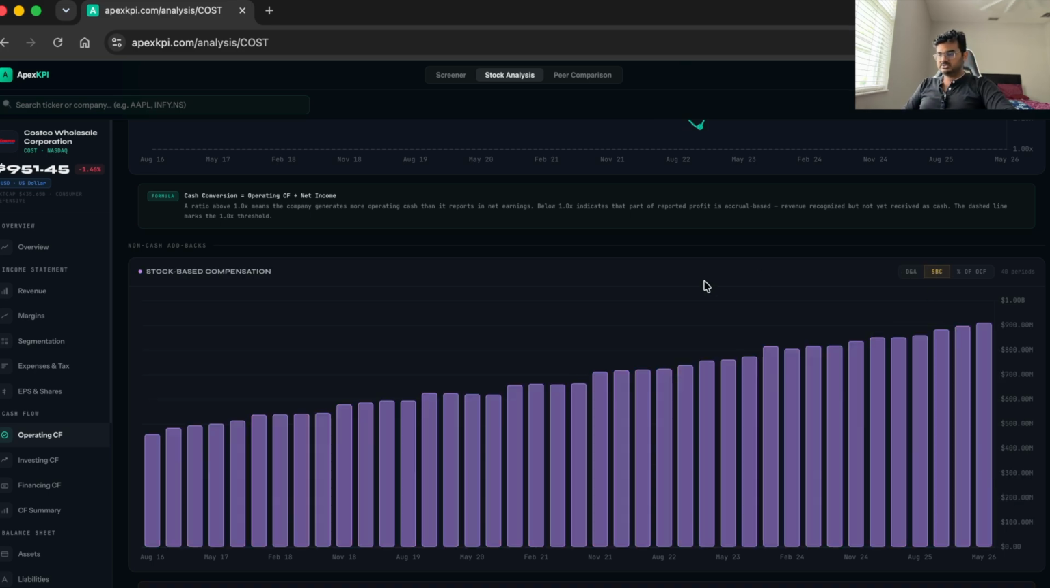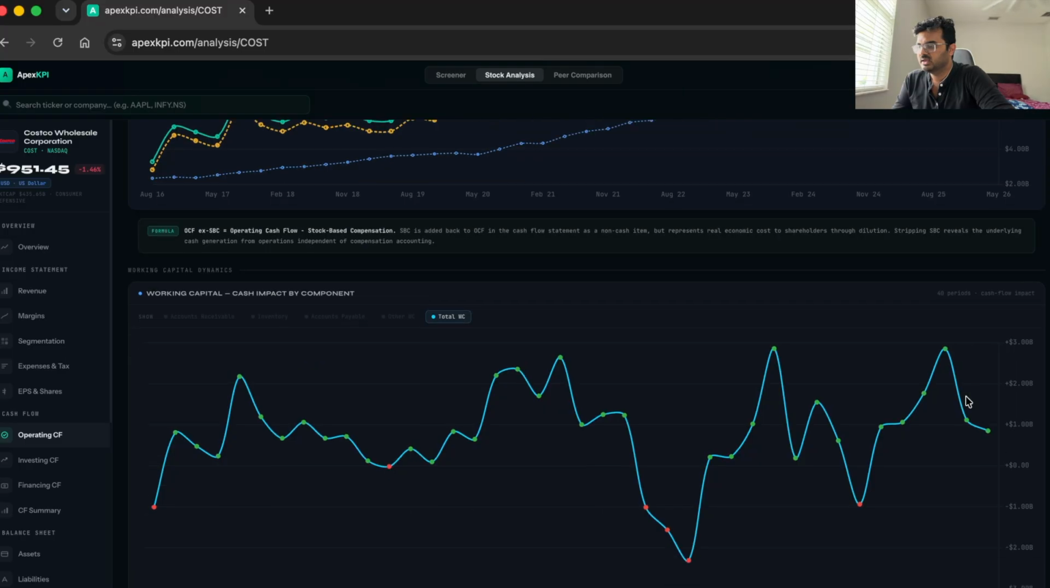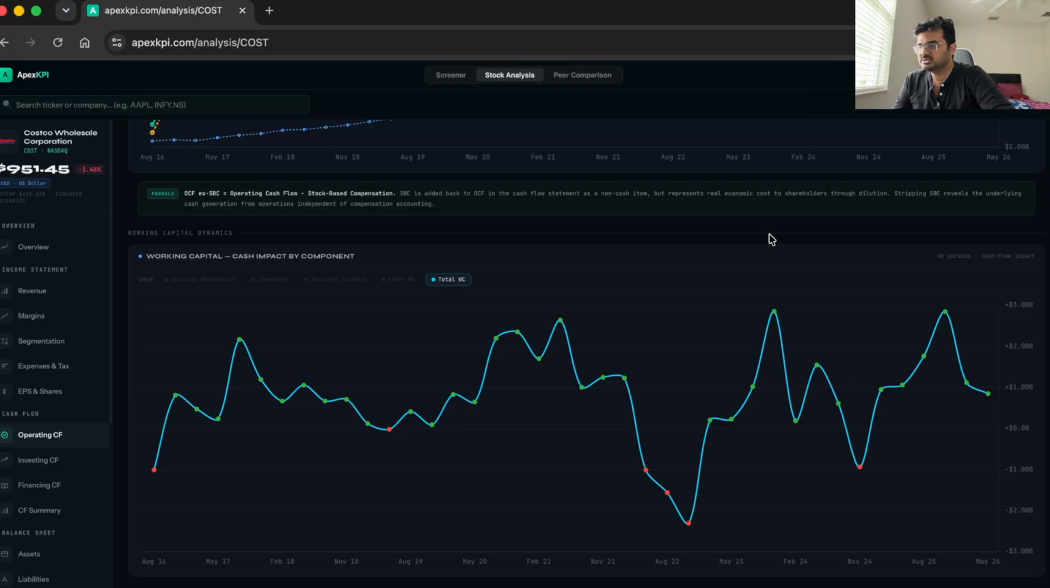While looking at the stock-based compensation, as a business grows, a lot of top executives get paid in stocks rather than cash. Even this number, you could see, is consistently growing, and in the most recent trailing 12 months, stock-based compensation is $911 million. And finally, what I would like to look at is the other working capital items.